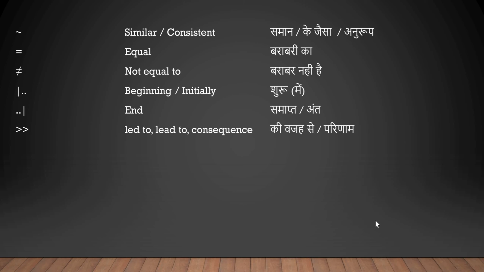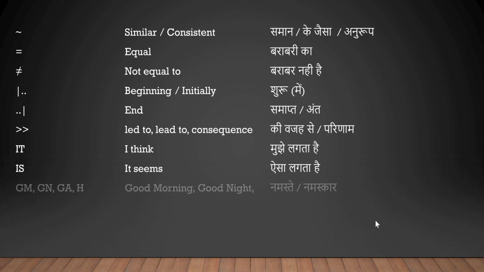So 2 arrows mean lead to, or led to, or consequence. Anything that is a result. So परिणाम और की वजह से, anything that is resulting. You can even use it for as a result of or results in. Then IT means I think, मुझे लगता है. IS means it seems, ऐसा लगता है.